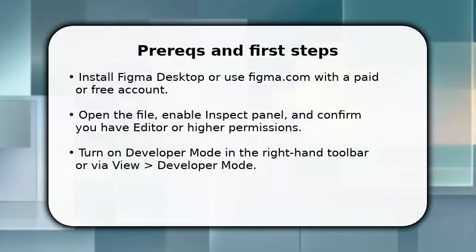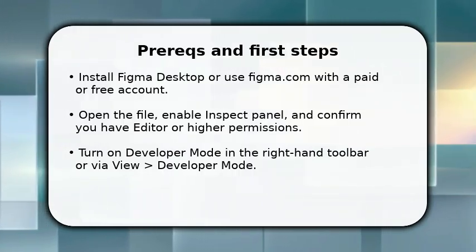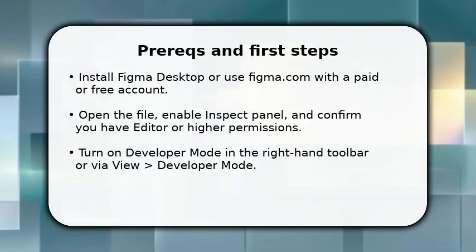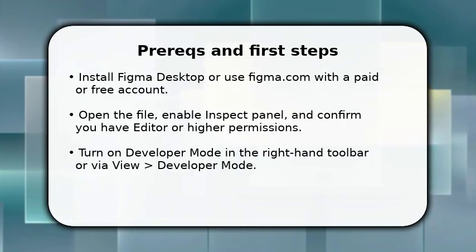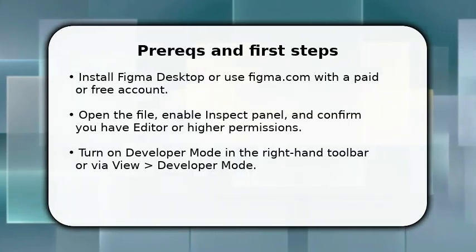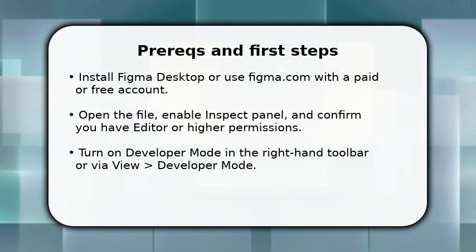Enable developer mode from View or the toolbar to reveal code, CSS, and export controls. You do this now to expose measurement guides, naming conventions, and asset slices, so you can immediately generate production-ready specs and avoid rework later when handing off to engineers.